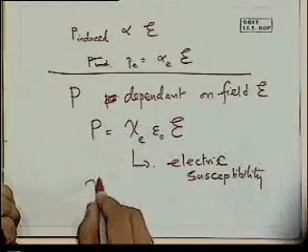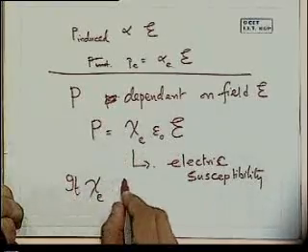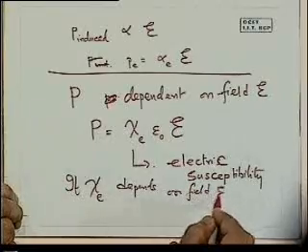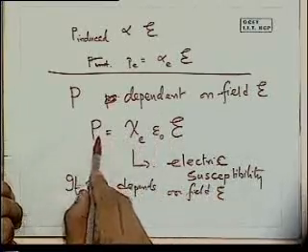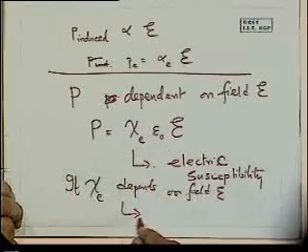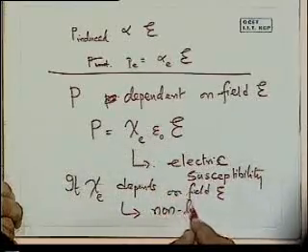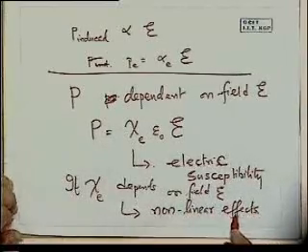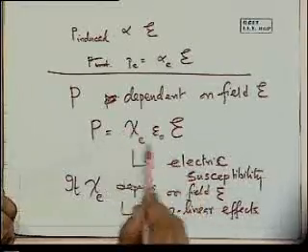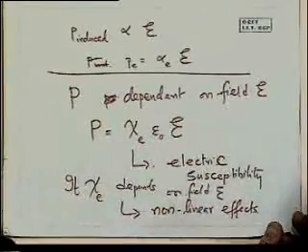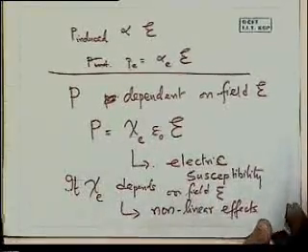If chi E itself depends on field, then it will no longer be a simple linear relationship between polarization and field. We will begin to get nonlinear effects. Okay. So chi E itself has got a field dependence that will add on to the field dependence here, and so we'll start getting nonlinearity in that relationship between polarization and susceptibility.